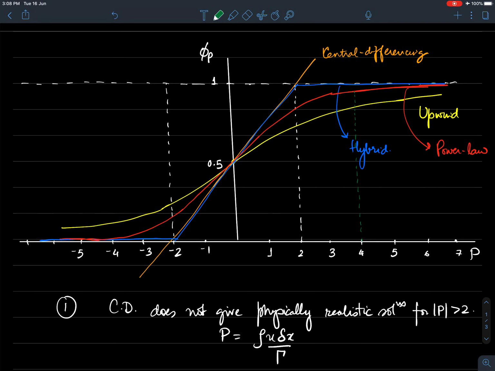Okay, now for Peclet number of 4, the power law scheme, which is almost the same as the exact solution, gives me some value of phi P. But for Peclet number of 4, the upwinding scheme gives me a lower value of phi P, and in fact it gives a value which corresponds to a lower value of Peclet number on the power law scheme. So essentially the hybrid scheme is working.